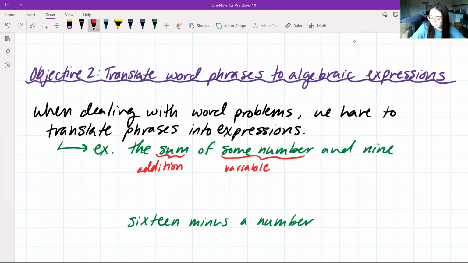So let's say our variable is going to be x. We can just make it x. So then we have addition of some variable x, or some number x, and 9. This gives us x plus 9. And that will be our expression, since we have the sum of some number and 9.